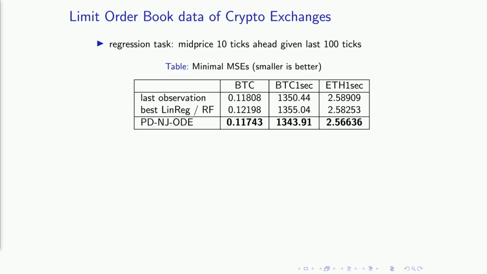And then one of the examples that we have is to apply this to limit order book data. And in particular here, this is data from crypto exchanges, so Bitcoin and Ethereum. And we considered here two problems. The first was the regression task. So given the last 100 ticks of the limit order book, we wanted to predict the mid-price 10 ticks ahead.